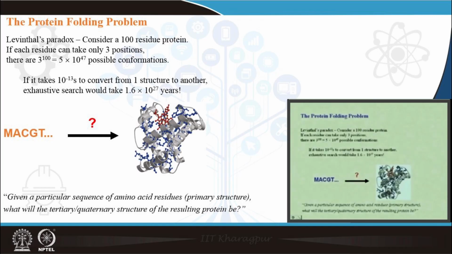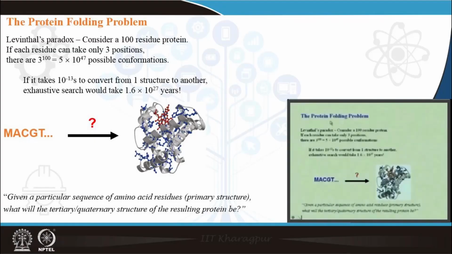And where is this information? It is in this sequence. All the information is in this sequence, and this is the big question that is still unanswered. We do not know how a particular sequence of amino acid residues, that is the primary structure, is going to go to which tertiary structure. Because based on the conformational flexibility, there are a very large number of conformations available to it, but it will fold into a single structure.